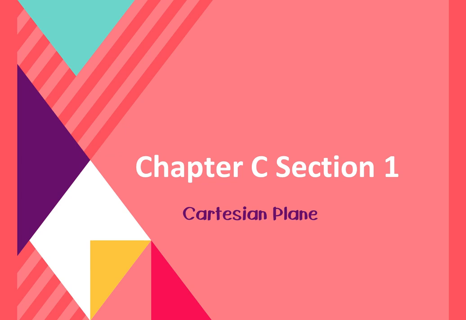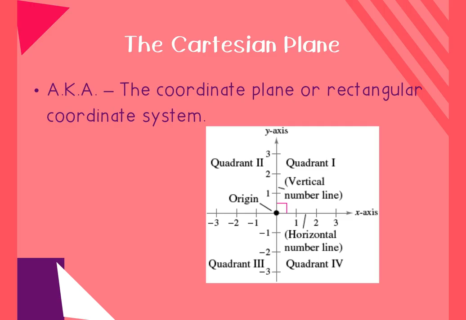Okay, so C1 is called Cartesian plane, and Cartesian plane is a fancy way of saying coordinate grid. That's all it is, okay? So this is something you already know. It's got an X, Y axis, that kind of thing. A quick review, because hopefully you remember most of this: the quadrants start in the top right corner, and then they go counterclockwise. So this top right quadrant is quadrant 1, quadrant 2, quadrant 3, quadrant 4.